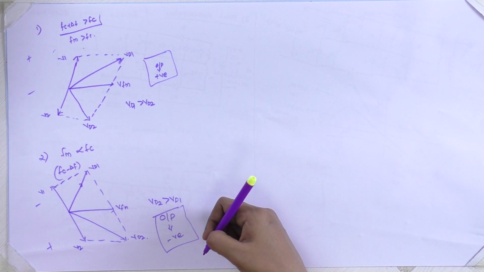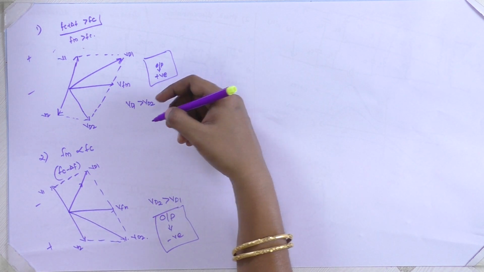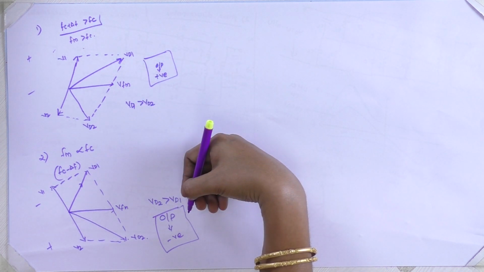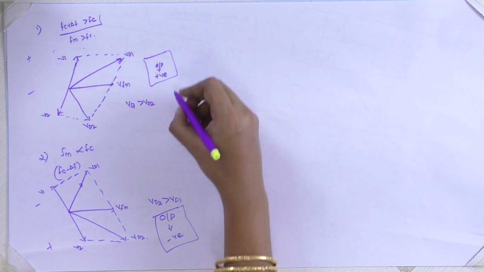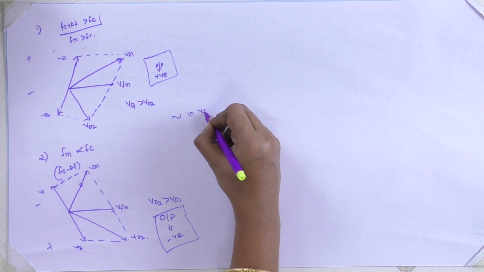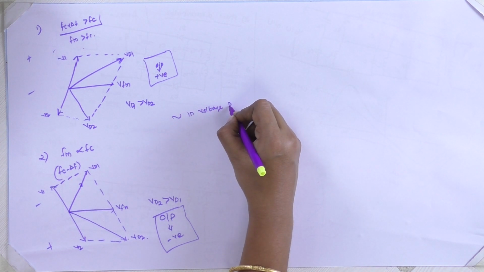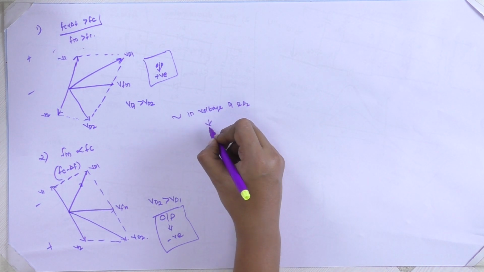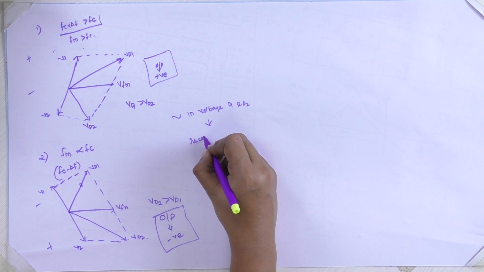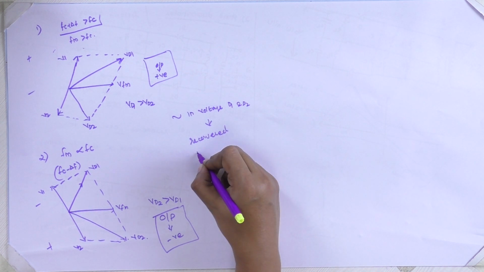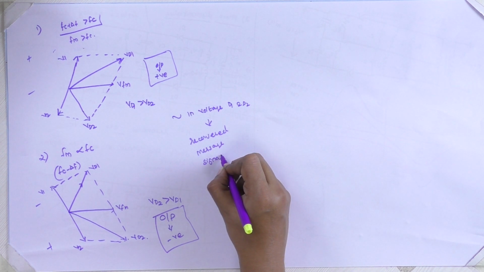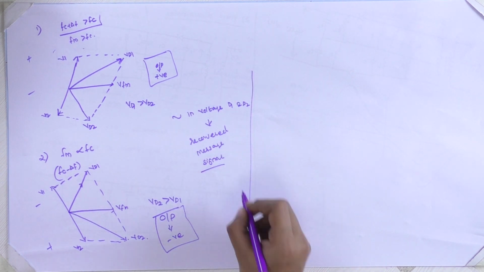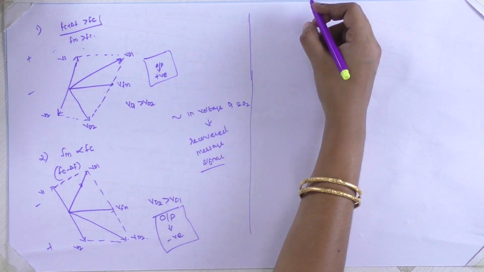By comparing these two conditions, the difference in voltage of VD1 and VD2 is the demodulated output. That is, the difference in voltage of D1 and D2 will give the recovered message signal. This is our Foster-Seeley discriminator.